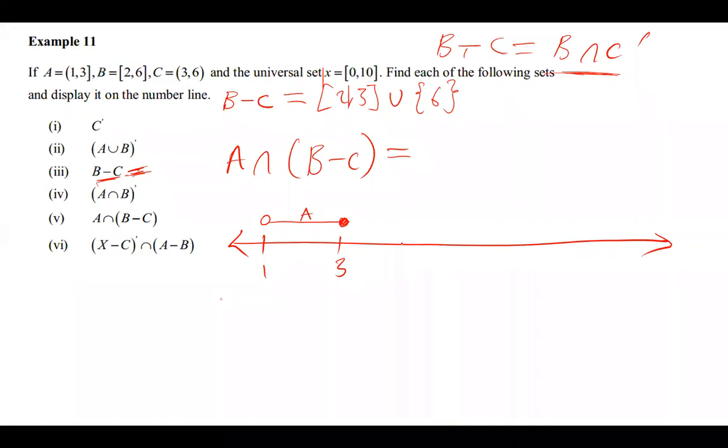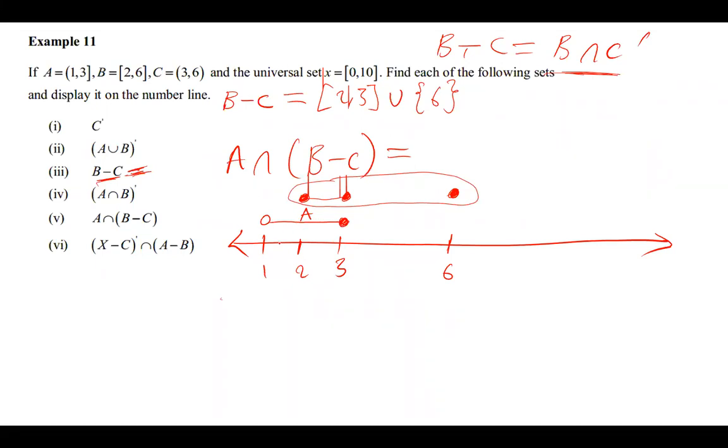And then our B minus C is starting from 2. So there's 2 there, and it's closed at that 2, and it's closed at 3 as well. Then there's also another part which is just 6. So 6 there, it's just a dot like that. Now they're asking us to find the intersection set between B minus C and A. B minus C is simply just this part here, and then our A is down here.